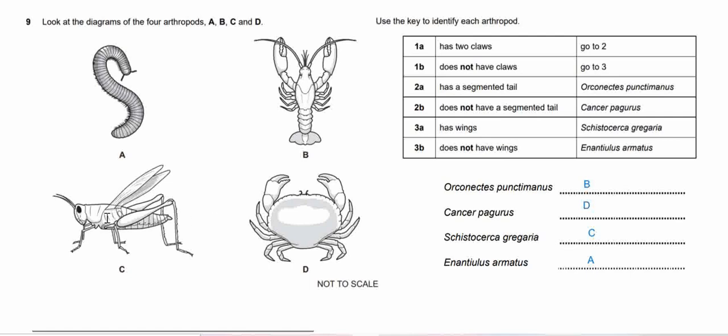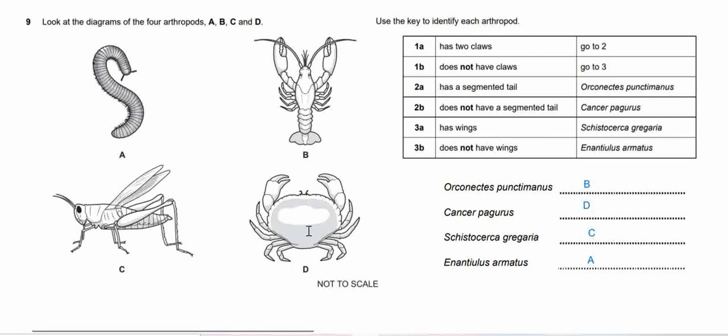Next, we move on to C. Start again from 1. Has 2 claws? Definitely not. Then move to 1B, does not have claws. Have to go to 3. Start from 3A, has wings? Yes, it has wings. So C will be this animal. We will write down C. So it's Cysticerca gregaria for C, which has wings and also does not have claws.